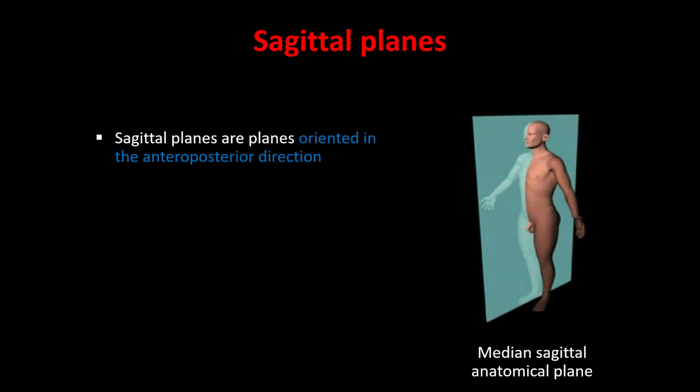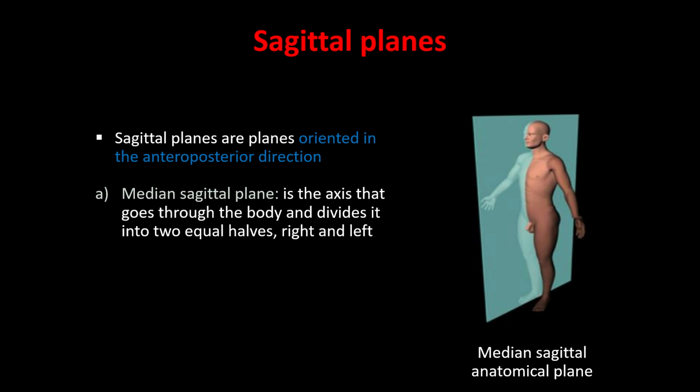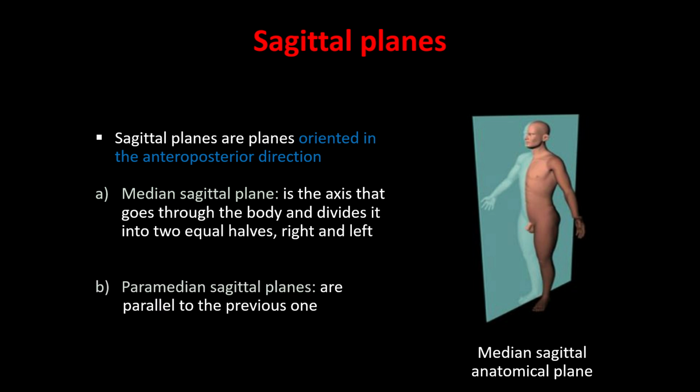So, for the sagittal planes, here we have a sagittal plane passing through the body. Sagittal planes can be defined as planes oriented in an antero-posterior direction, so you can understand that there are several sagittal planes passing through the body, can't you? Among these planes, the strictly median one passes through the axis of the body. It divides the body into two equal halves, right and left. Parallel to this median sagittal plane, there are paramedian sagittal planes which will also cut the body into two parts, right and left, but which will of course not be equal.